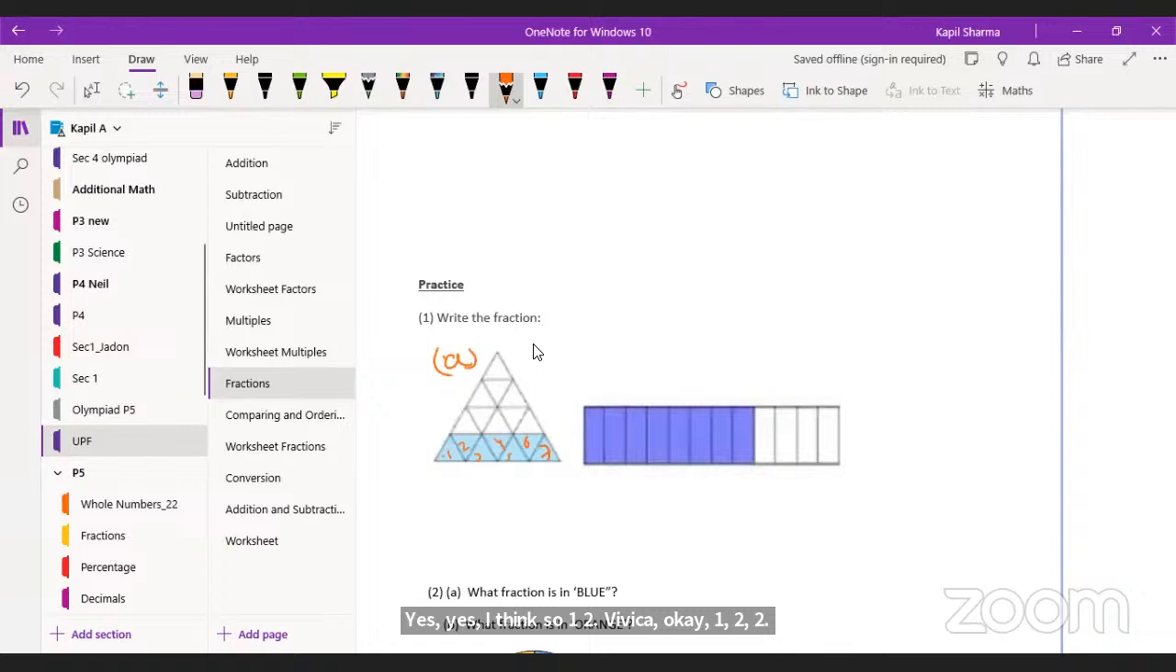1, 2, 3, 4, 5, 6, 7. Out of, you can see that 8, 9, 10, 11, 12, 13, 14, 15, 16. So there are 16 parts. This triangle has been divided into 16 equal parts, and 7 of them have been shaded. So it's 7 upon 16, or this can be read as 7/16.